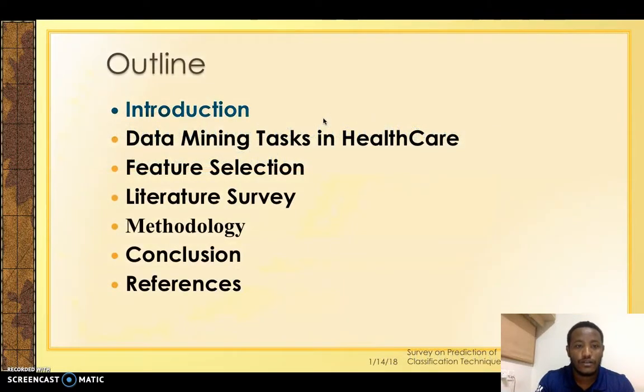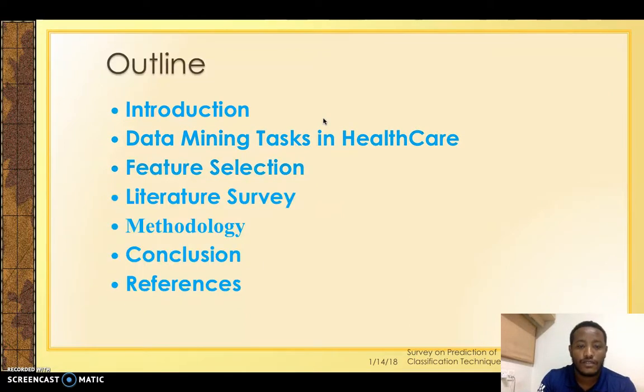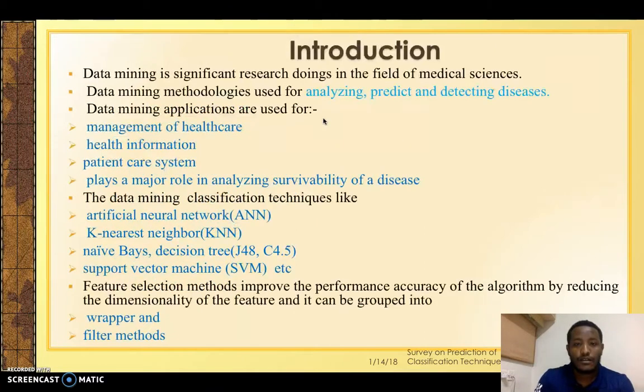This is the outline of my presentation: introduction, data mining task in healthcare, feature selection, literature survey, methodology and conclusion, and reference.